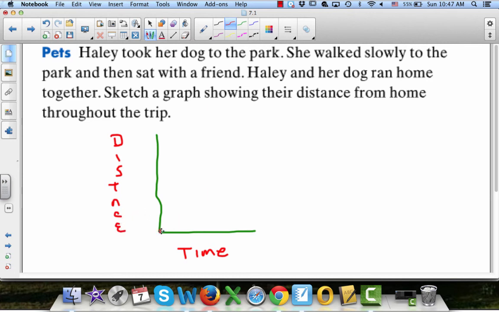She starts at home. She takes her dog to the park. She walks slowly to the park. I mean, she sat with a friend, so she stayed the same distance from home. And then she ran home with her dog. Whoops, too much. Ran home with her dog. So she ran fast home with the dog. So you've got to indicate that this was a slower pace than this one was, okay?